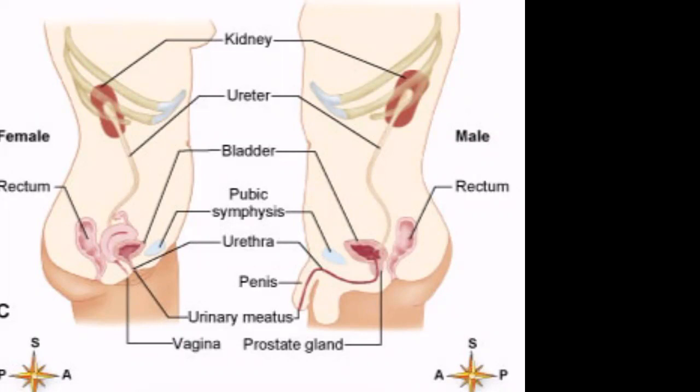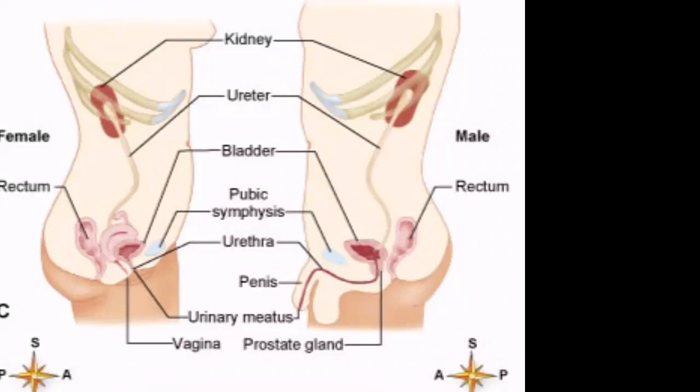And then it runs the length of the penis to the very opening called the urinary meatus, or you'll hear me call it the urethral meatus. Meatus, it's spelled M-E-A-T-U-S, so you want to say meatus, but it is pronounced meatus. This is an opening. I think we saw this before as well.